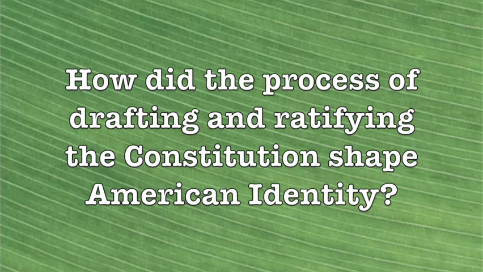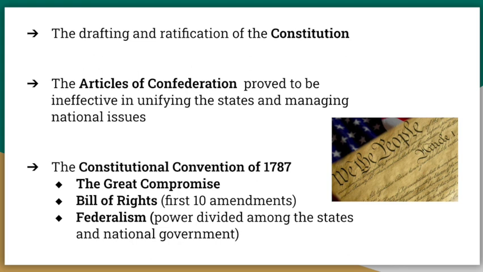After the war, the new nation faced the challenge of creating a government. How did the process of drafting and ratifying the Constitution shape American identity? The drafting and ratification of the Constitution were crucial in defining American identity. The Articles of Confederation, which think of it as the first Constitution, were put in place during the war. They proved to be ineffective in uniting the states and managing national issues. Now, there were positives to it, but there were a lot of flaws in the Articles of Confederation. The big one being that there was not a strong central government.